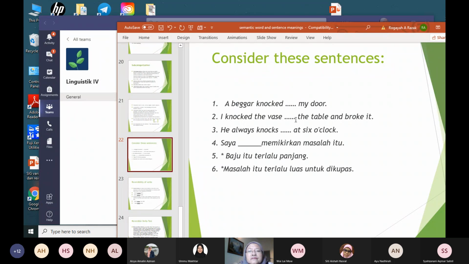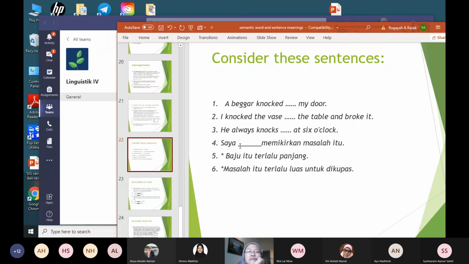I knocked the vase, the table, and broke it. So what could happen here? On the table. Near. On. At. Near. Under. So all prepositions. These are subcat. Subcat means that subcat determines certain words can happen. He always knocks something at 6 o'clock. He always knocks his head at 6 o'clock. The door.